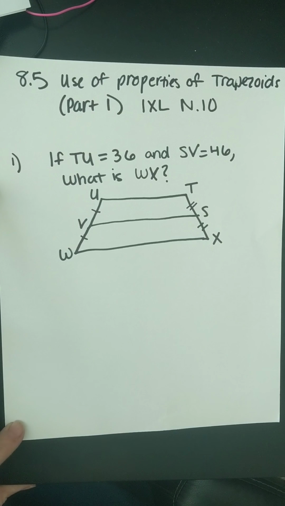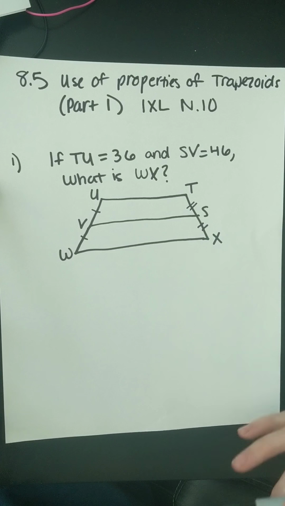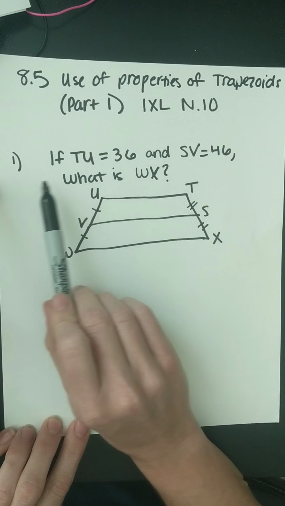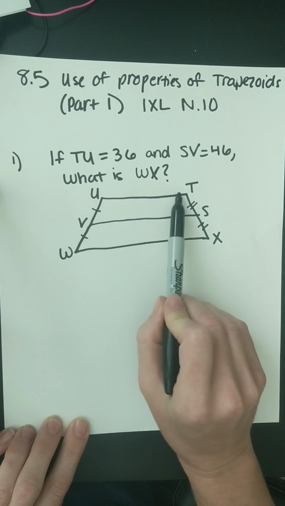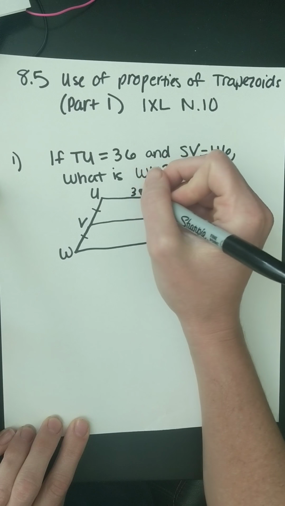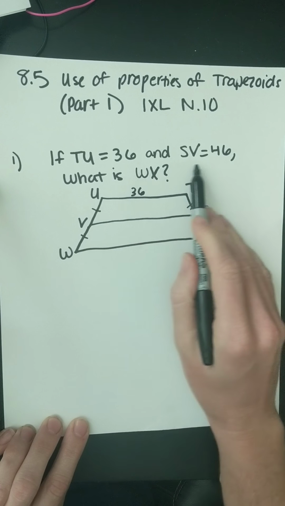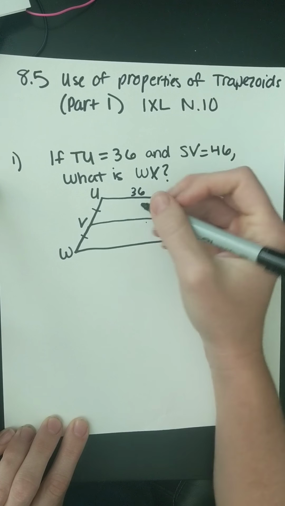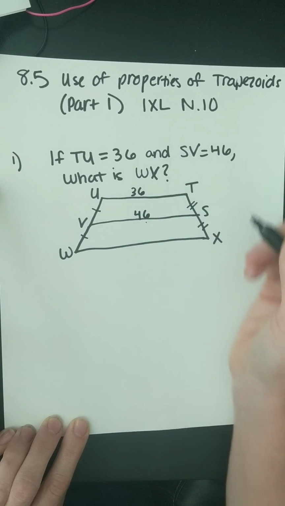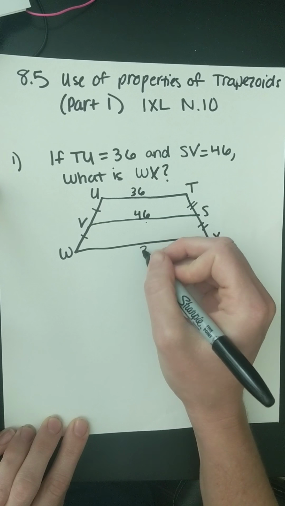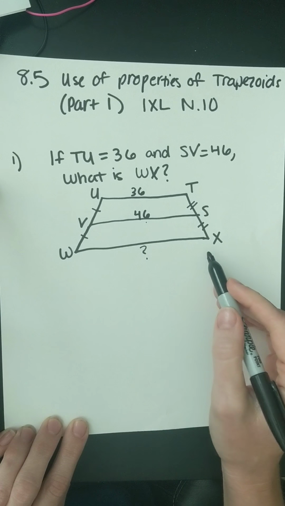So the first couple of problems we're going to do, we're going to talk about a trapezoid and the parts of it, and then we're going to go through knowing that knowledge and how to solve these problems. So first, number 1 says if TU is 36, so we'll go ahead and write that in, and SV is 46, what is WX? So this is what we're solving for right here.